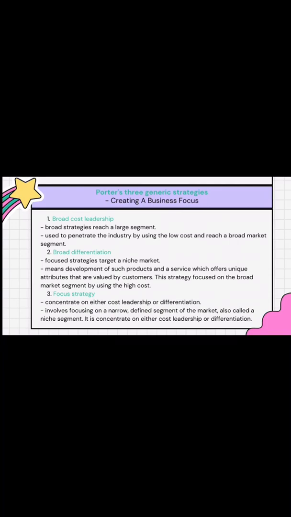Second, broad differentiation. Focused strategies target a niche market. It means development of products and services which offer unique attributes that are valued by customers. This strategy will focus on the broad market segment by using high cost. Lastly, focus strategy. It concentrates on either cost leadership or differentiation. It involves focusing on a narrow, defined segment of the market, also called a niche segment.